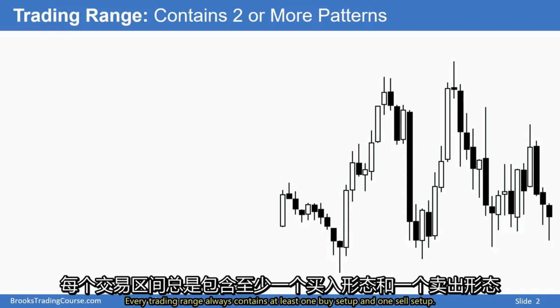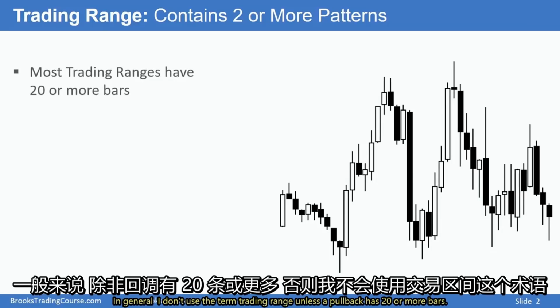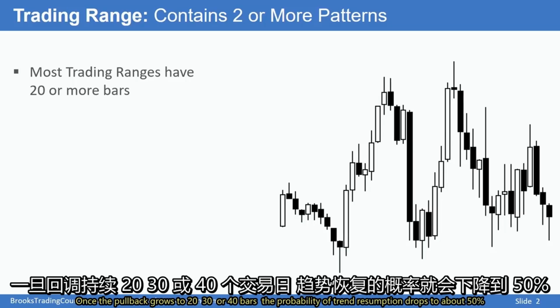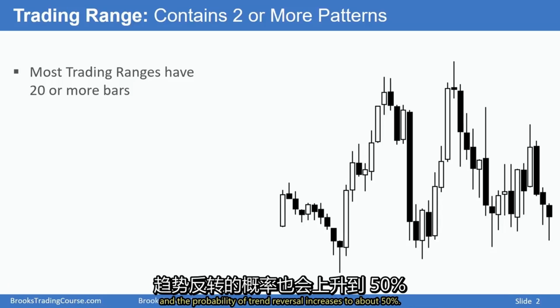Every trading range always contains at least one buy setup and one sell setup. In general, I don't use the term trading range unless a pullback has 20 or more bars. If a pullback in a trend lasts only 5 or 10 bars, chances are the trend will resume. Once the pullback grows to 20, 30, or 40 bars, the probability of trend resumption drops to about 50%, and the probability of trend reversal increases to about 50%.